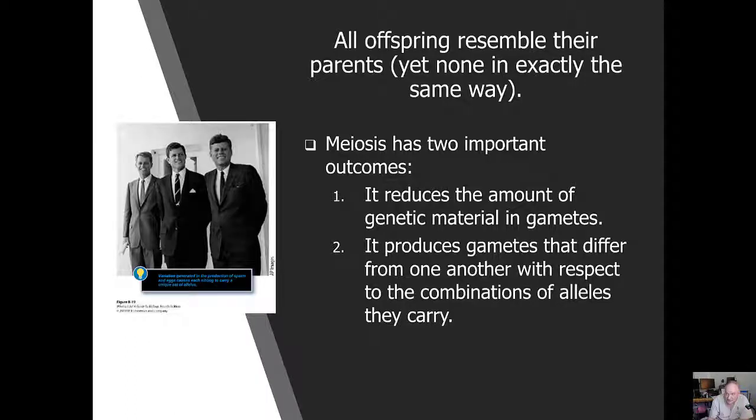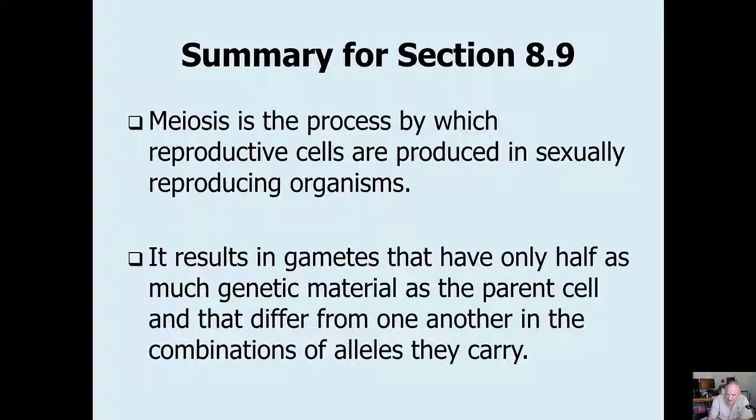The offspring resemble their parents. Meiosis has two important outcomes. It reduces the amount of genetic material. Of course, we need the haploid. And it produces gametes that differ from one another in respect to the combinations of the alleles. And this gives us the variety of offspring that have unique characteristics.